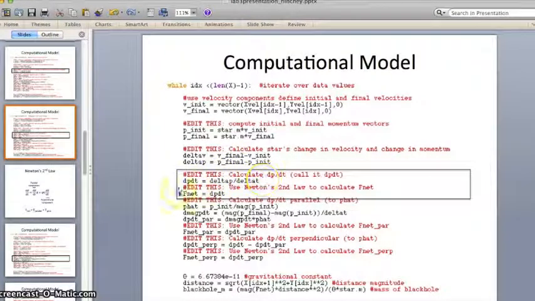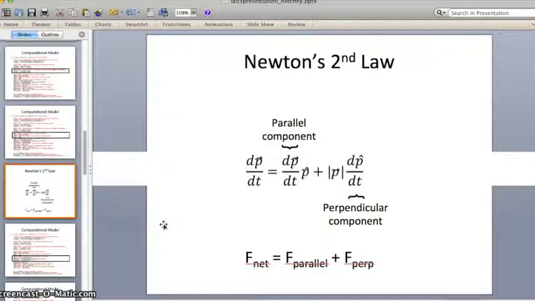over delta t. Newton's second law states that the net force on an object is equal to the rate of change, that is the derivative, of its linear momentum p. So we can set F net equal to dp dt, as you can see. This next step uses the equation of dp dt equals p hat times the change of the magnitude of p over the change in t, plus the magnitude of p times d p hat over dt, given that this is a parallel component and this is a perpendicular component.